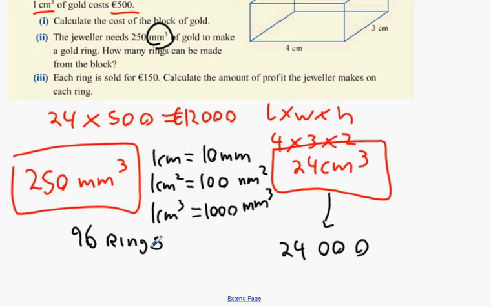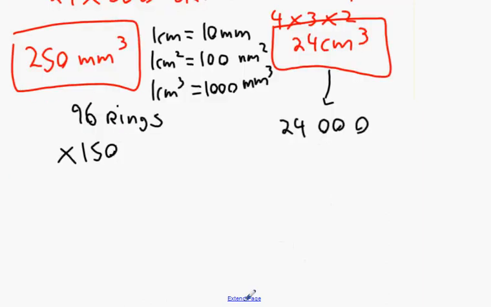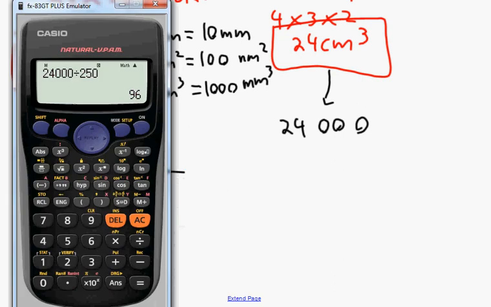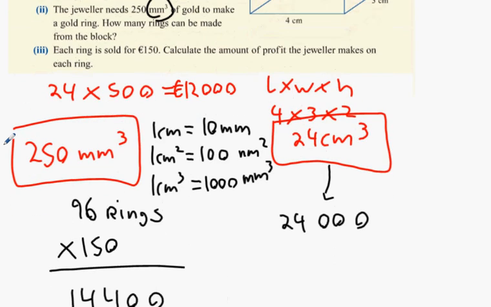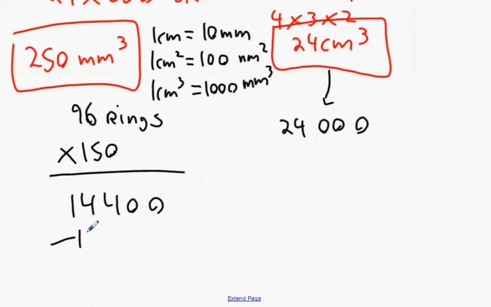Now that I've made 96 rings, each ring is sold for €150. Calculate the amount of profit we're going to make. Going to multiply 96 by 150. €14,400, yeah. And then, how much did it cost us in the first place? €12,000. Take away your €12,000, and you get a profit of €2,400. Okay.